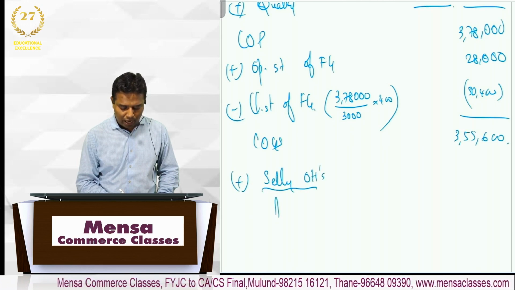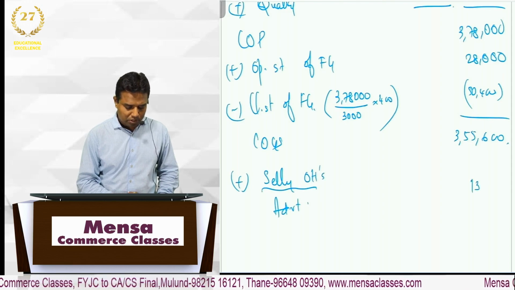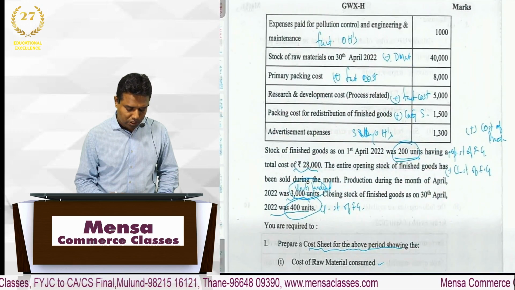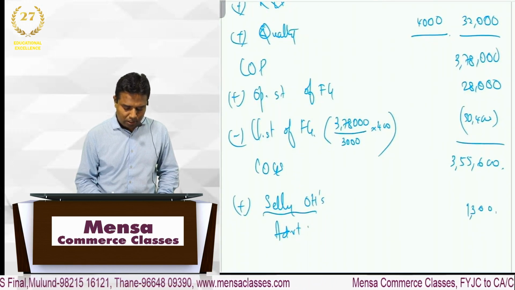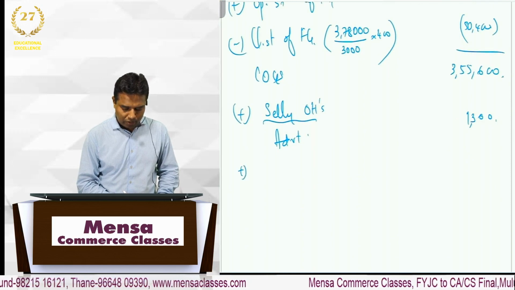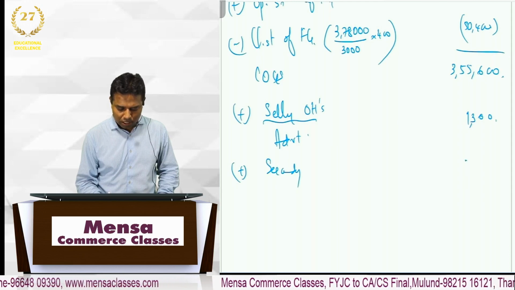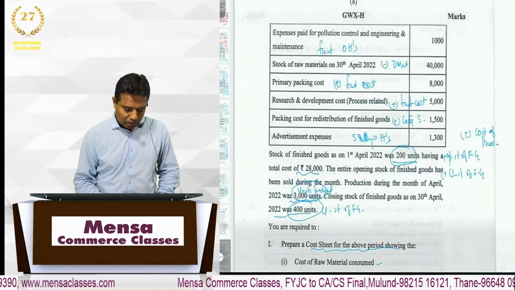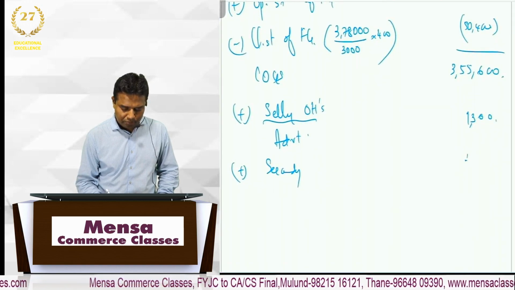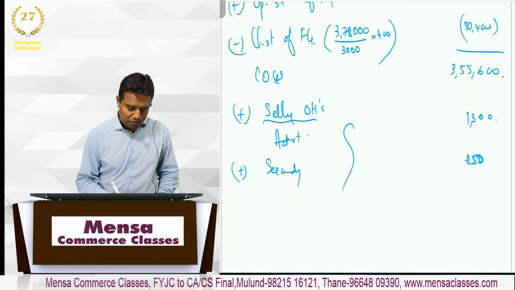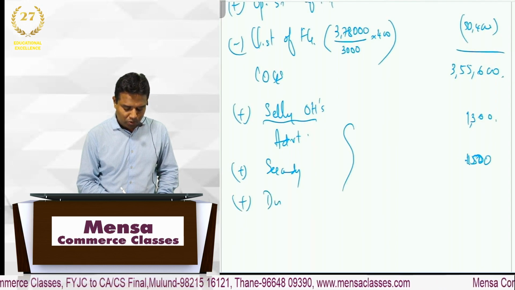In that you had your advertisement expenses, which was 1,300. Sorry, 1,300 is advertisement. Then we will write our secondary packing cost, that was 1,500. Then you'll add your distribution overheads.